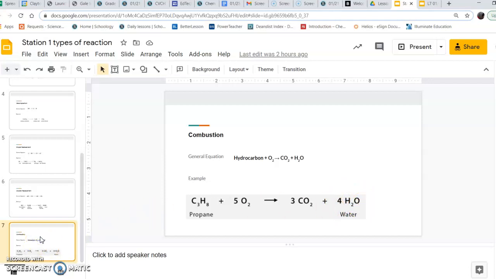Alright, so those are the different types of reaction. Let me know if you have any questions.